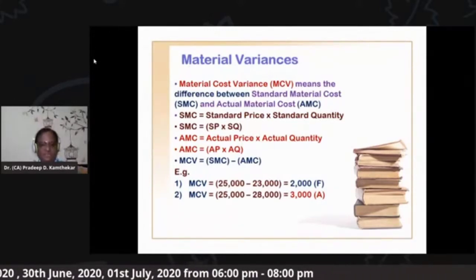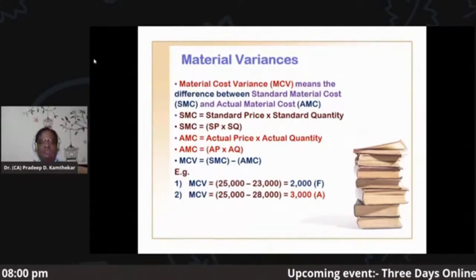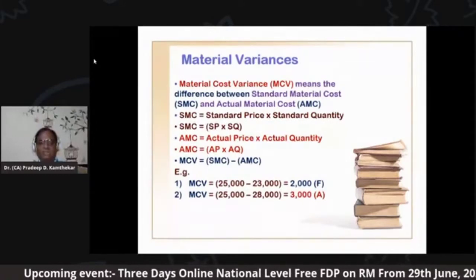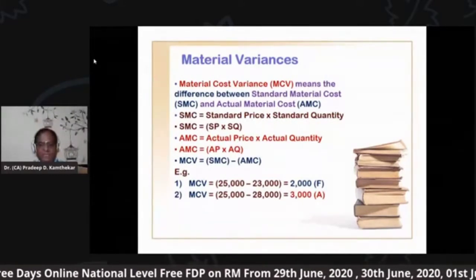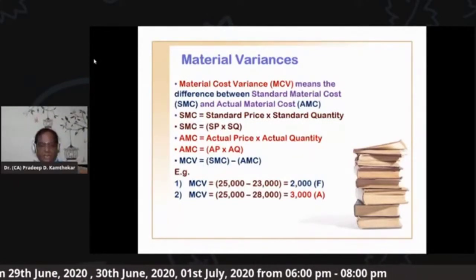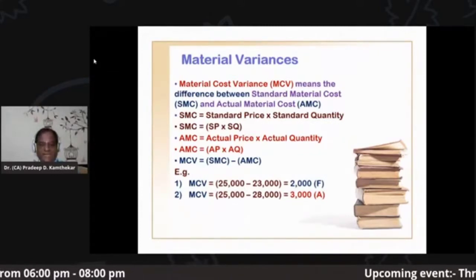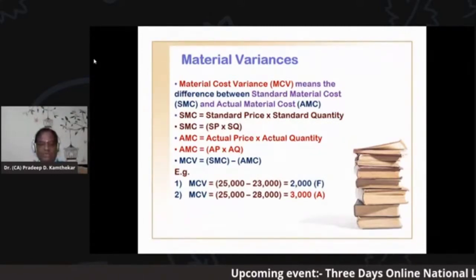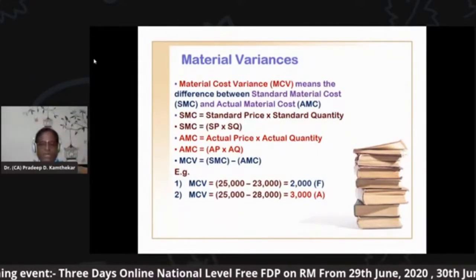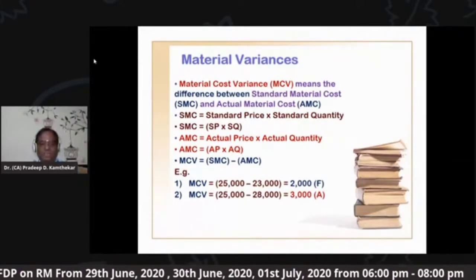Material variance means we compare standard material cost with the actual material cost. What is standard material cost? Standard material cost is that material cost which business was expecting and anticipating to incur to manufacture a particular type of goods. Whereas, what is actual material cost? Actual material cost is the cost that business has incurred or spent for procuring that material, which is a prime factor for the production process.